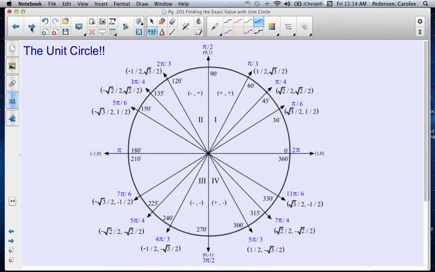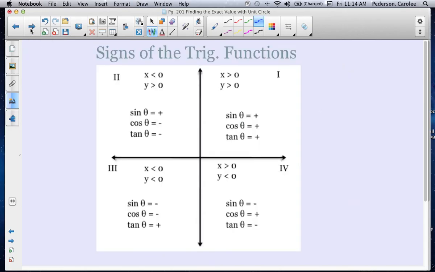Here's our unit circle. Remember the 4 quadrants and the sine and cosine pieces of these ordered pairs. Remember that this is a positive quadrant, negative, positive, negative, negative, positive, negative. So on the next slide, it just kind of breaks down the signs for each of those quadrants.